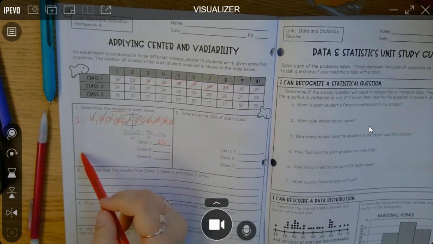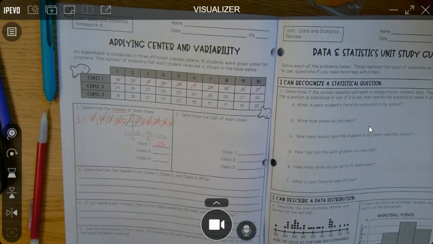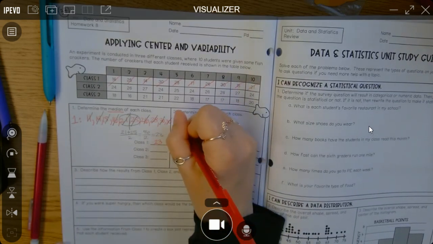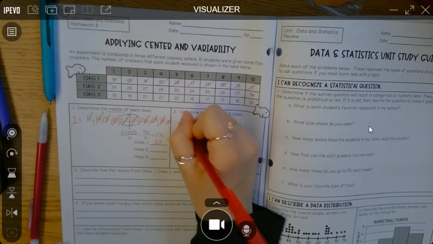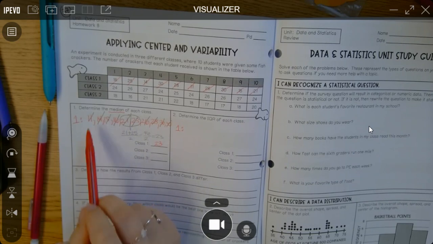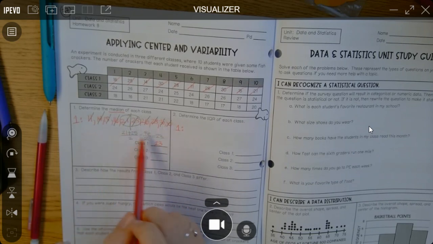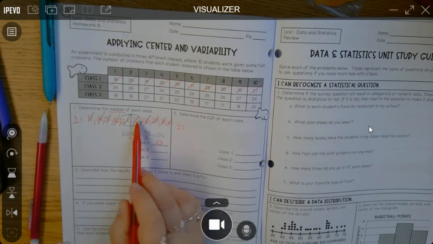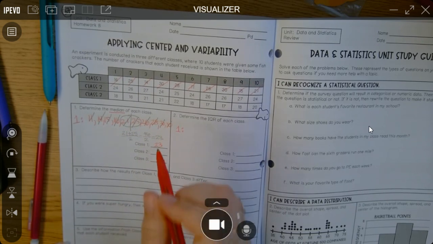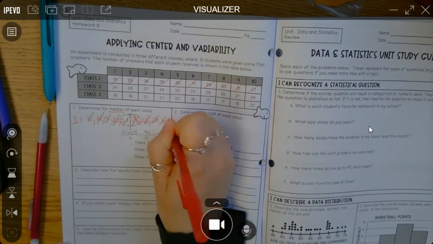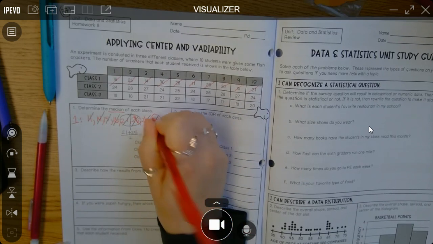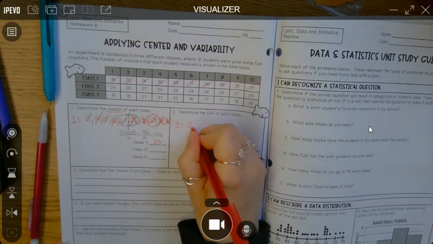Okay, you're going to do the same thing for class 2 and 3. All right, but I'm going to skip to number 2 to get started with you. Now you want to find the IQR of each class. So remember, to find the IQR, you have to take the upper quartile minus the lower quartile. So if I focus on the upper quartile first, the 25 is actually part of the upper quartile. So when I cross off from the beginning, end, I get an upper quartile of 28.